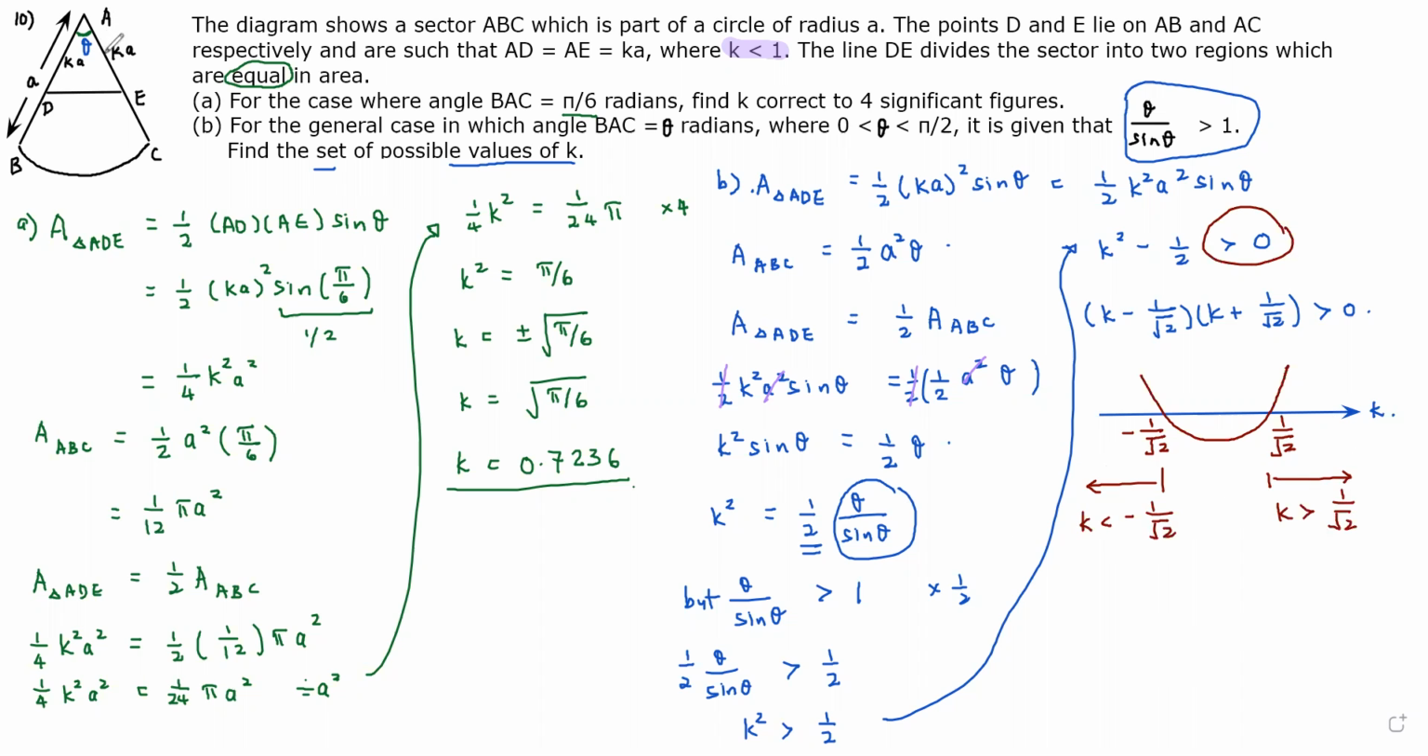But k is a constant multiple of a. It cannot be negative. So k must be greater than 1 over root 2. But k must be less than 1. So you know that k must be less than 1 from this part here. Therefore, the values of k must be in between 1 over root 2 and 1.